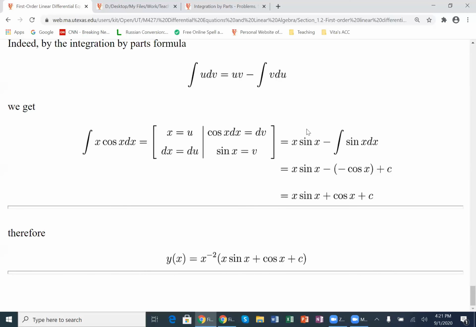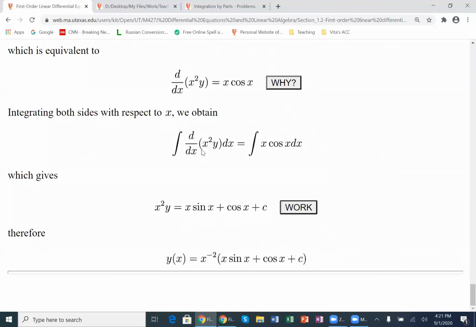We copy minus, we copy integral. V is equal to sine, we put sine. Du, which is over here, is dx. We put dx. Lastly, antiderivative of sine is negative cosine, and minus times minus is plus. The result follows. Very last step, if we move x squared to the right, we get exactly what is written here.